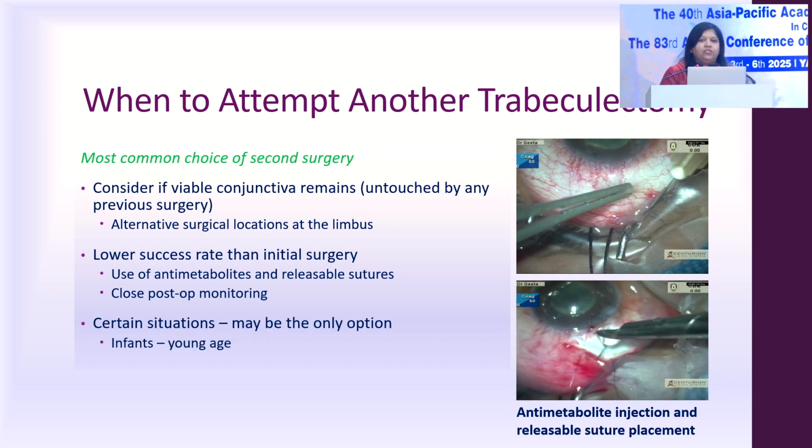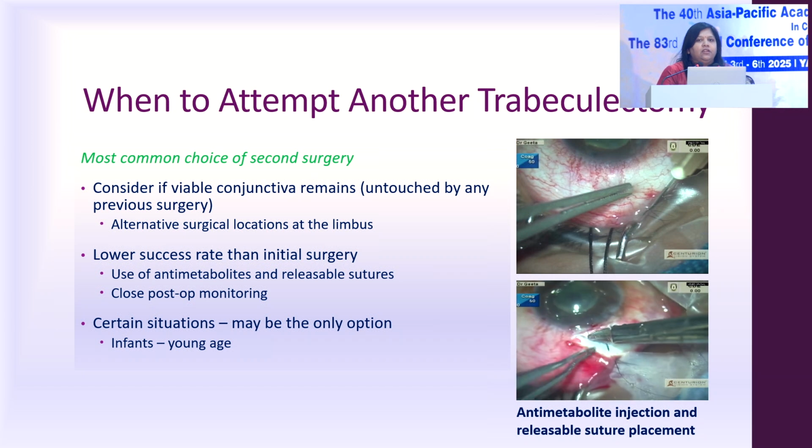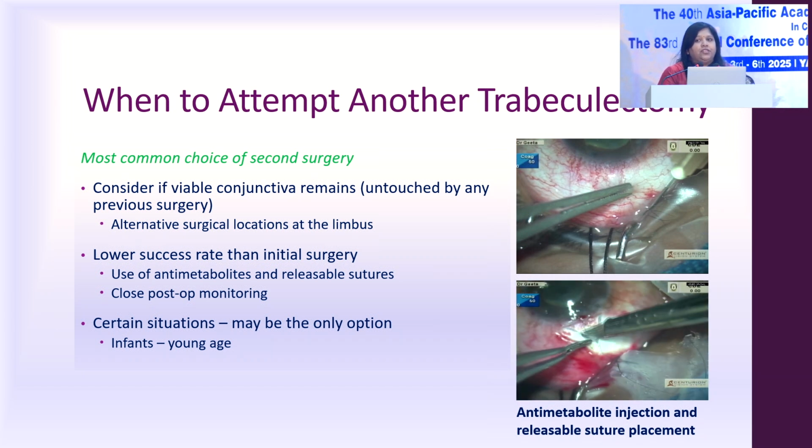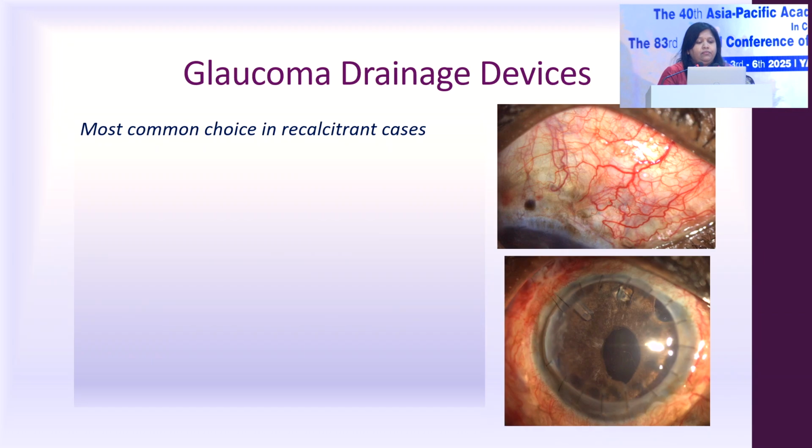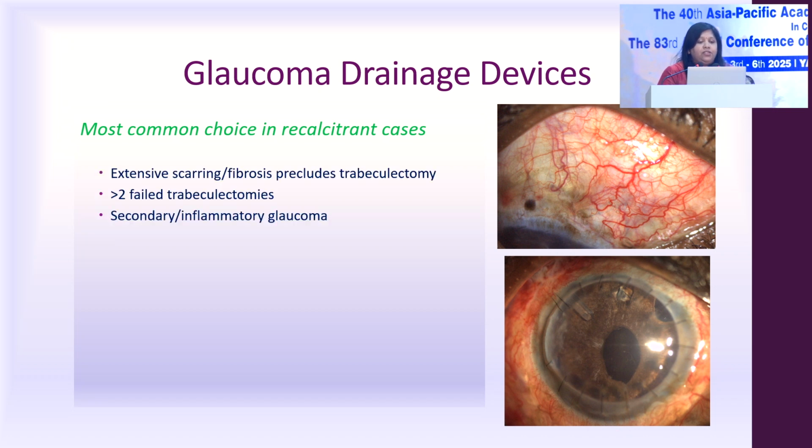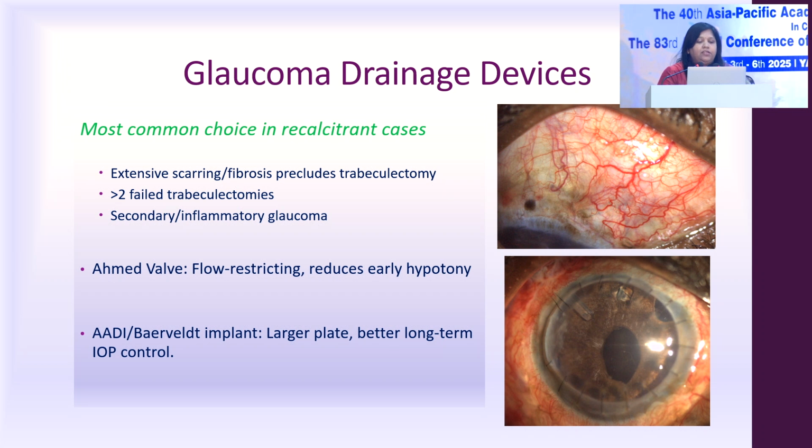In certain situations, it may be the only option. For example, in infants at a very young age, you may not have too many choices. Glaucoma drainage devices are the most common choice in recalcitrant and refractory cases, in patients with extensive scarring and fibrosis where you cannot do a TRAB, like in this case. For example, if they already have more than 2 failed trabeculectomies, or have secondary inflammatory glaucoma, then just go in and put in a tube. The AGV is a flow restricting device. It reduces early hypotony, but the Baerveldt, which has a larger plate, gives better long-term IOP control.